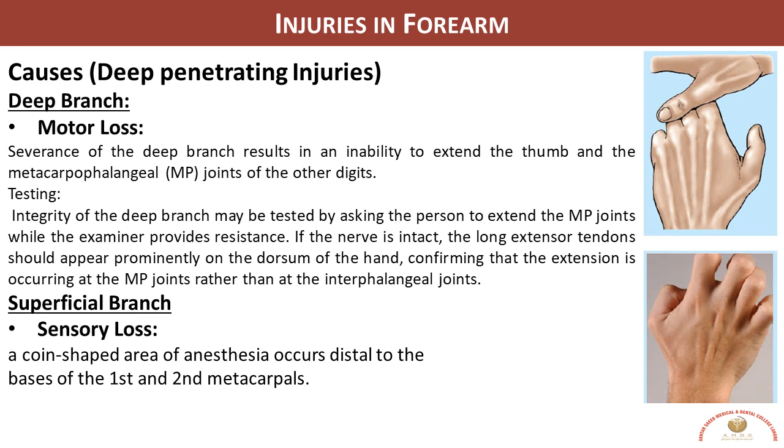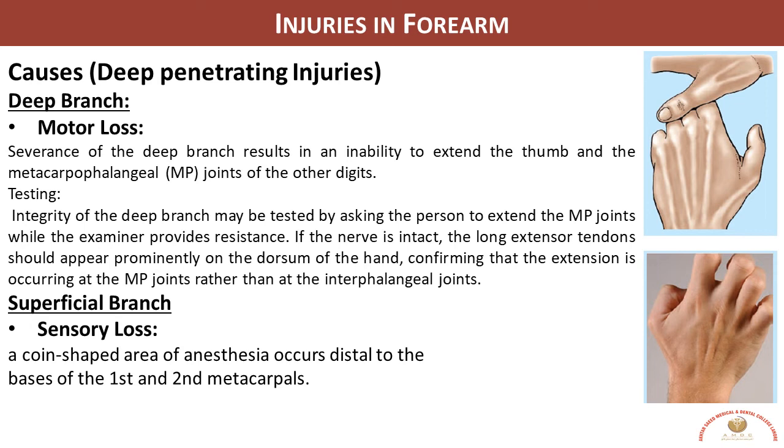Now what happens when there is an injury to the radial nerve in the forearm? The deep branch lies deep, so an injury in the forearm is mainly because of deep penetrating injuries. The deep branch of the radial nerve is not easily injured because it lies deeply. So whenever there are deep penetrating wounds on the posterior forearm, that will cause injury to the deep branch of the radial nerve.